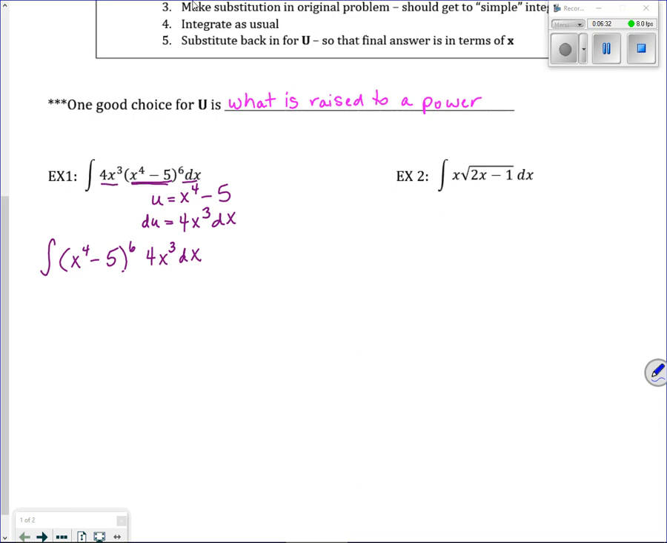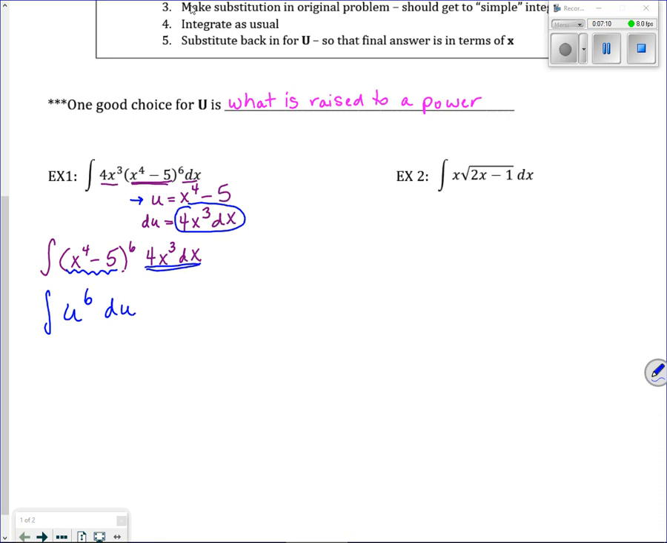Now let's make the u substitution. I have the integral. What is all of this? Well, that's u. So I have u to the 6th. Now looky here. Look at all of this and look at what I have right here. I have all of that stuff. 4x cubed dx is du. So I'm just going to replace all of that with du. So do you see how I have everything in terms of u?